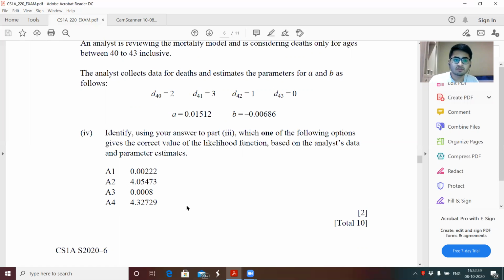Then the way I solved this was either it would be A1 or A3. So I didn't try to calculate the exact answer. I tried to calculate the first three terms, and then I was getting an answer which was less than this value. So I knew that the answer had to be 0.0008. So this is how you could have saved time.